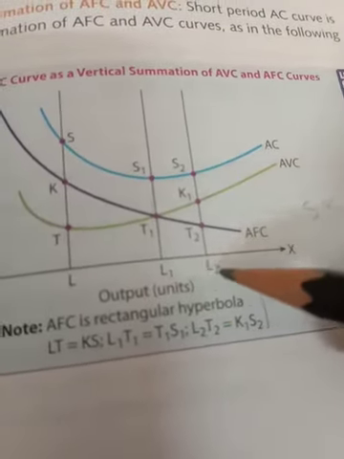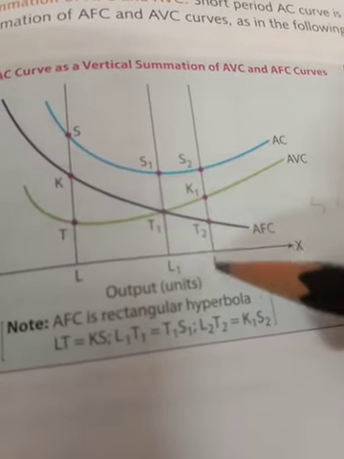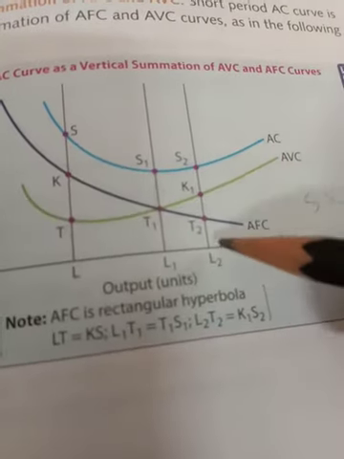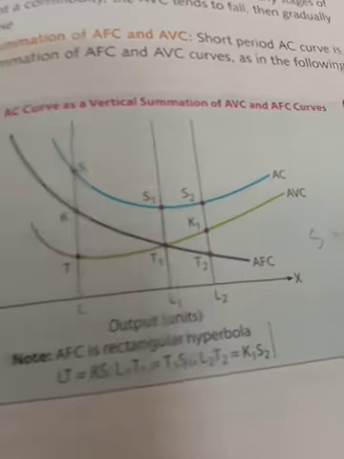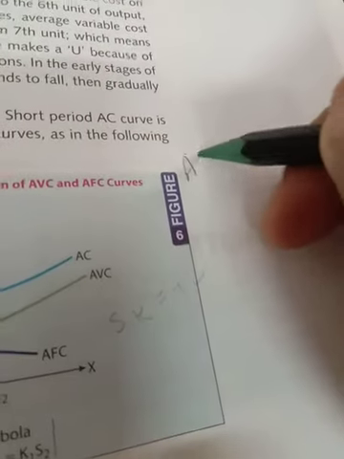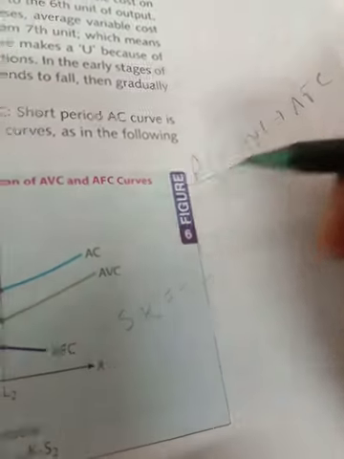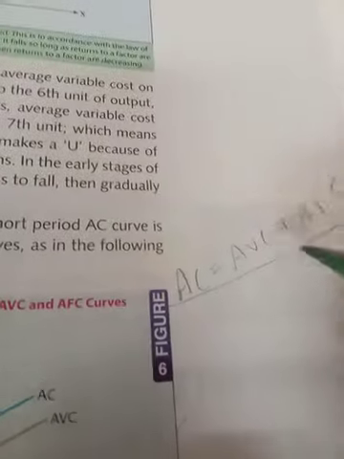Now next point L2 has been taken. Now S2 K1 should be equal to T2 L2. Why? Because the difference between average cost and average variable cost is average fixed cost. So here the formula has been discussed already, that average cost is equal to average variable cost plus average fixed cost.